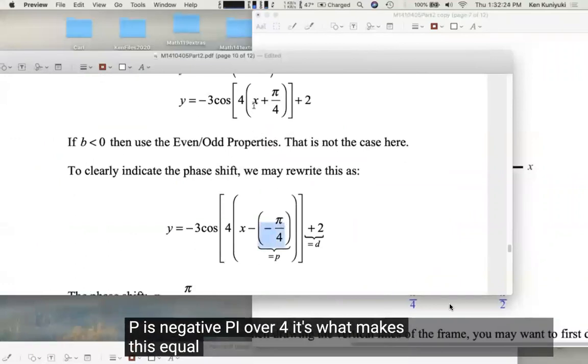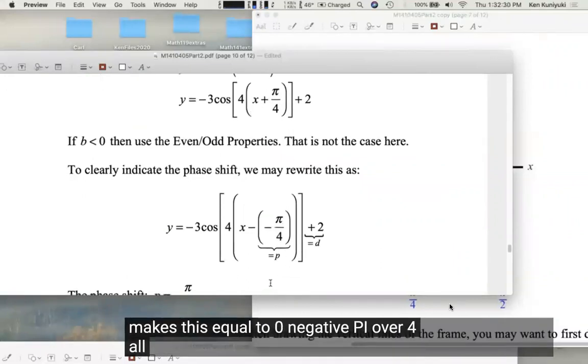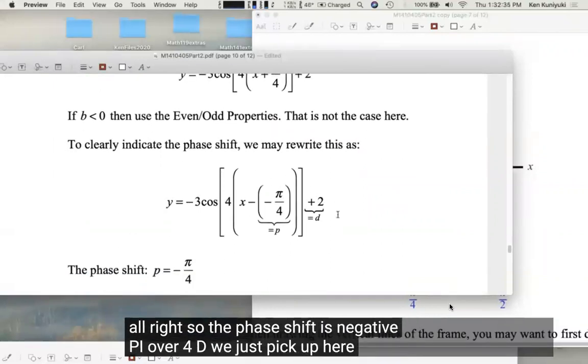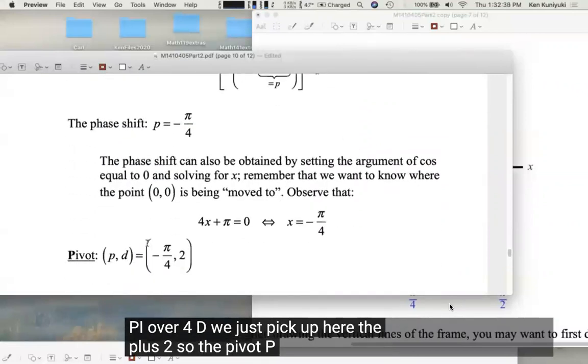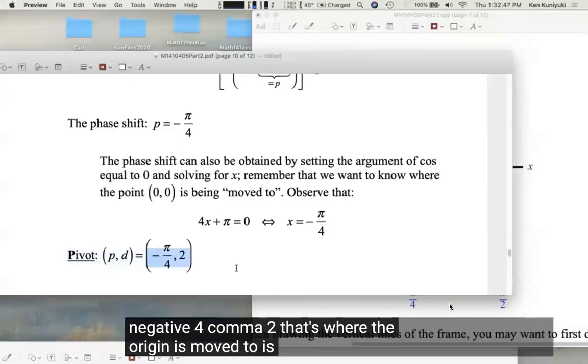It's what makes this equal to 0. What is the value that makes this equal to 0? Negative pi over 4. All right. So the phase shift is negative pi over 4. D, we just pick up here, the plus 2. So the pivot, P comma D, is at negative pi over 4, 2. That's where the origin is moved to. It's at the left center of our frame.